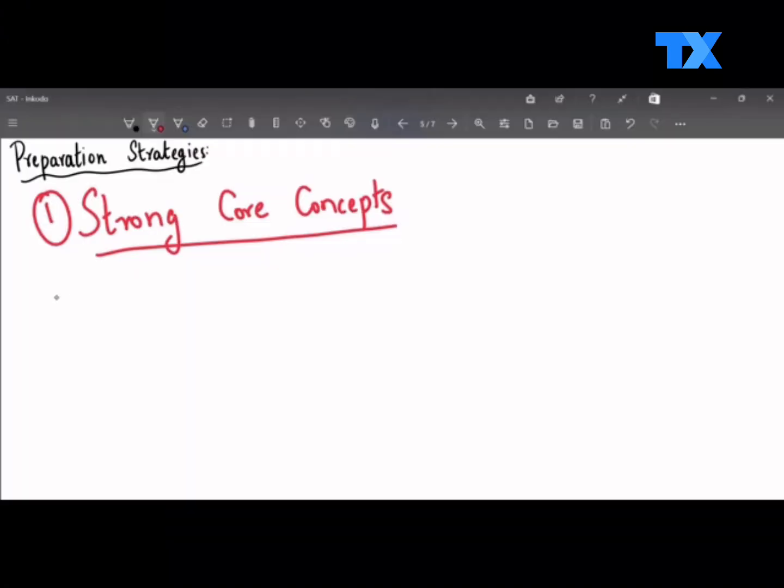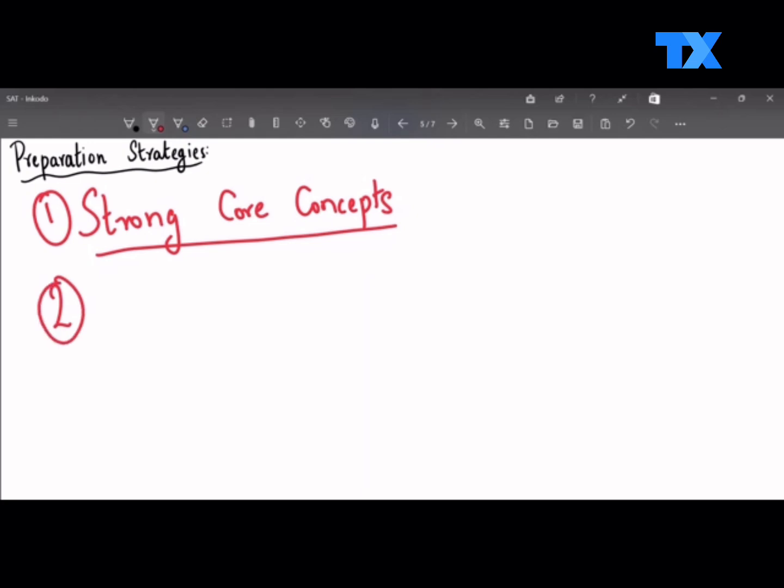You should know how to solve quadratic equations, you should know how to deal with linear equations. You might have some questions in the test that are a bit twisted. So to solve those types of questions, you should have very strong core concepts. You should be aware of the quadratic equations and everything in detail.